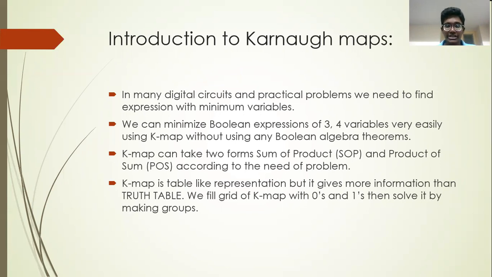K-map is a table-like representation, but it gives more information than the truth table. We fill the grid of a K-map with zeros and ones, then solve it by making groups. We make a table first and fill zeros and ones according to the problem, and then we try to pair the groups and then we solve it.